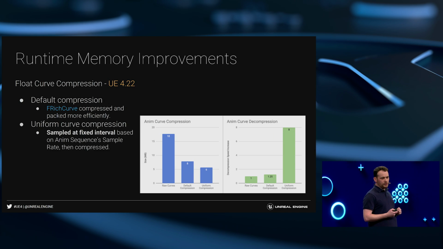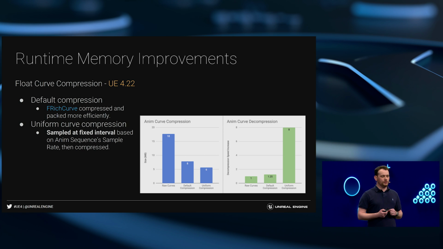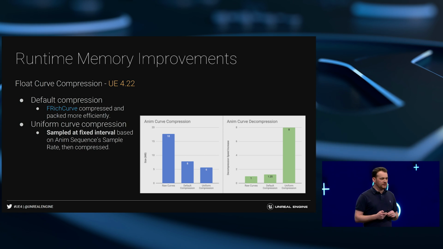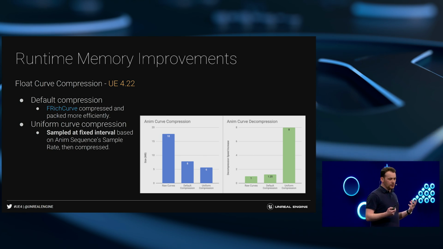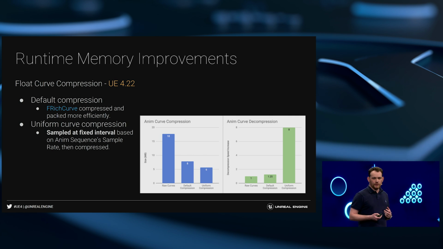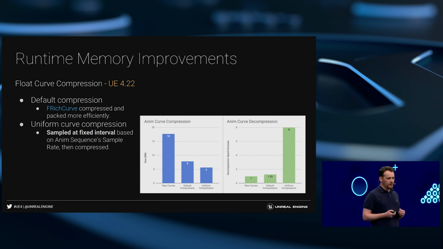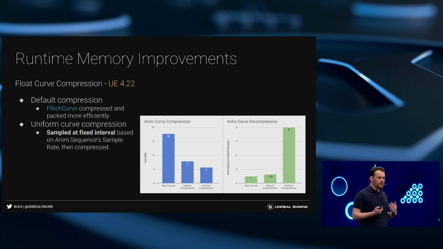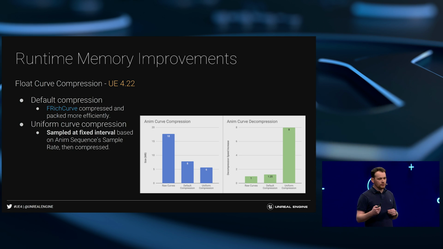We've also added float curve compression, also coming in 4.22. We have 2 compression modes. The first one, the default compression, retains the keys that you've authored in a curve, but just packs them more efficiently. The second one is a uniform curve compression. We sample the curve at a fixed interval based on the animation sequence sample rate, and then we compress it. And that not only gives us a better compression, but also a much better decompression time. It is 8 times faster reading this curve than a non-compressed curve.